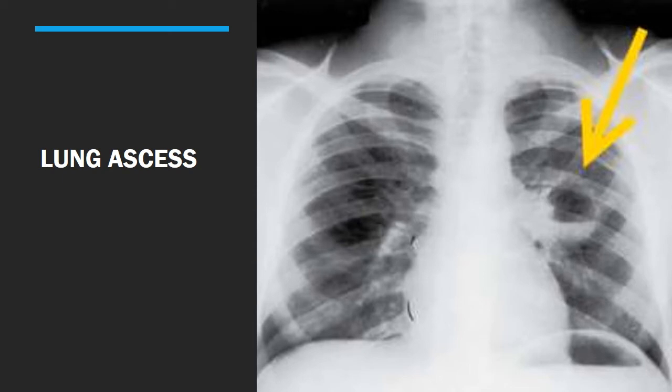This is a picture of a lung abscess. You can see where the yellow arrow is pointing. It's a big, what we call cavitation, or a big hole in the lung surrounded by scar tissue and filled with infection. That's what a lung abscess is, a loculated infection inside the tissue of the lung.